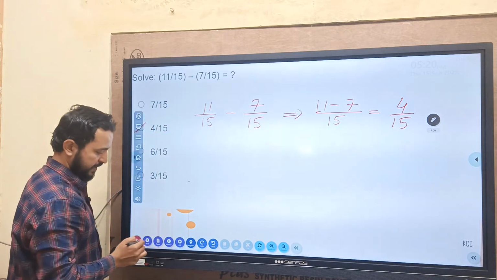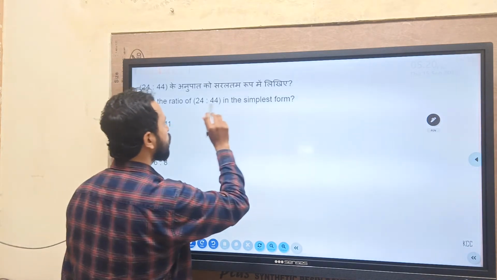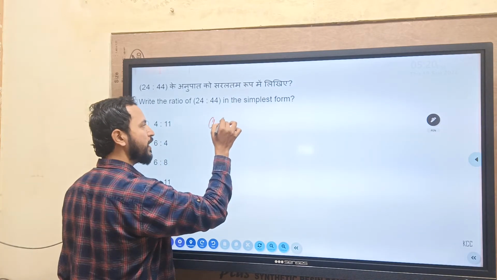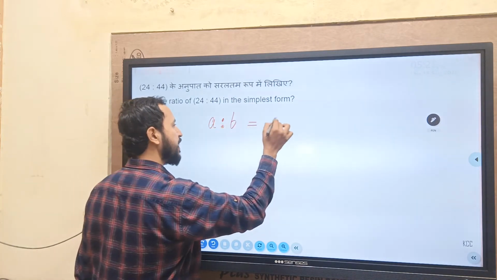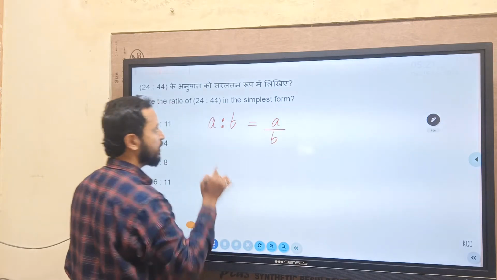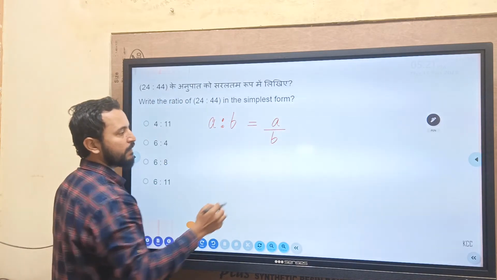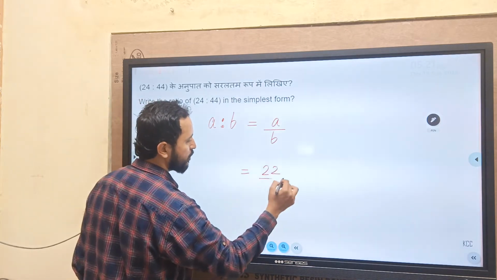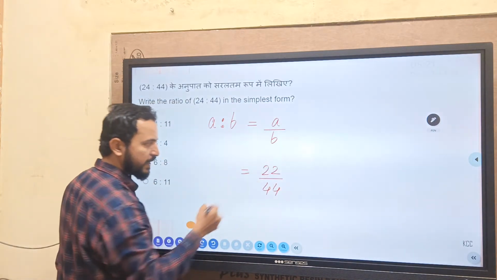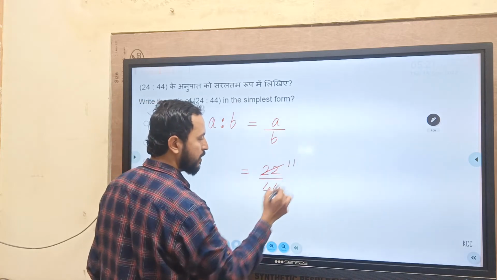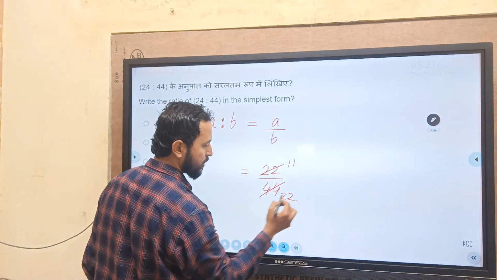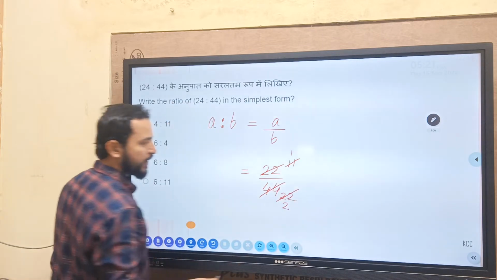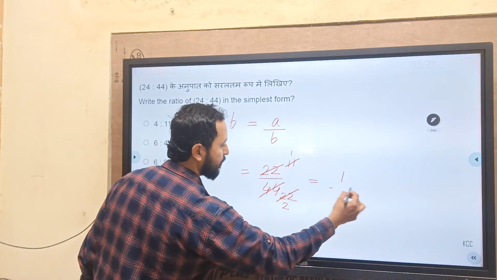Okay, let's move to the next question. Ratio of two numbers is this. Simplified format. Remember, ratio A is to B can be written as A by B also. So 22 is to 44. I will write 22 divided by 44. Simplify it. 2 11s are 22 and 2 2s are 44. 11 1s are 11, 11 2s are 22. 1 by 2, we are getting 1 by 2.